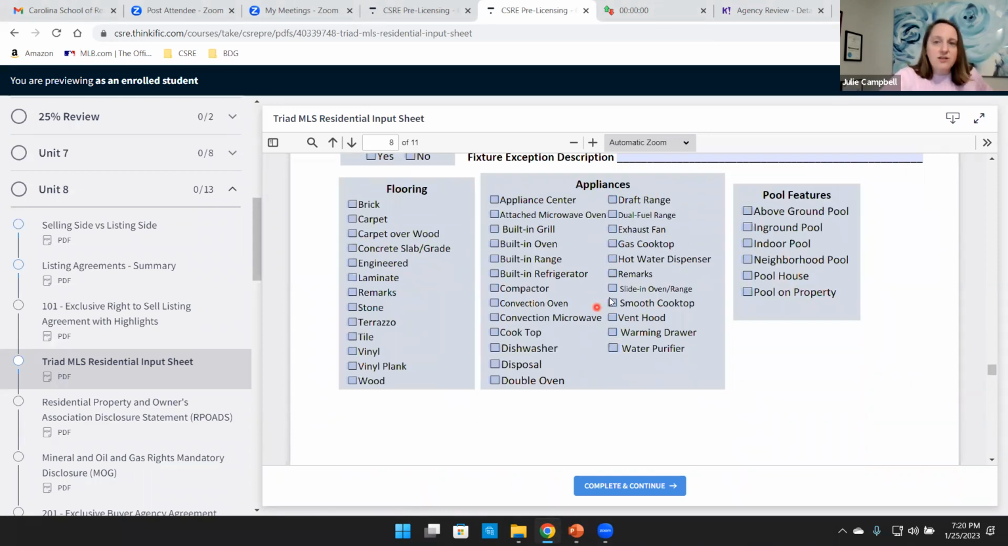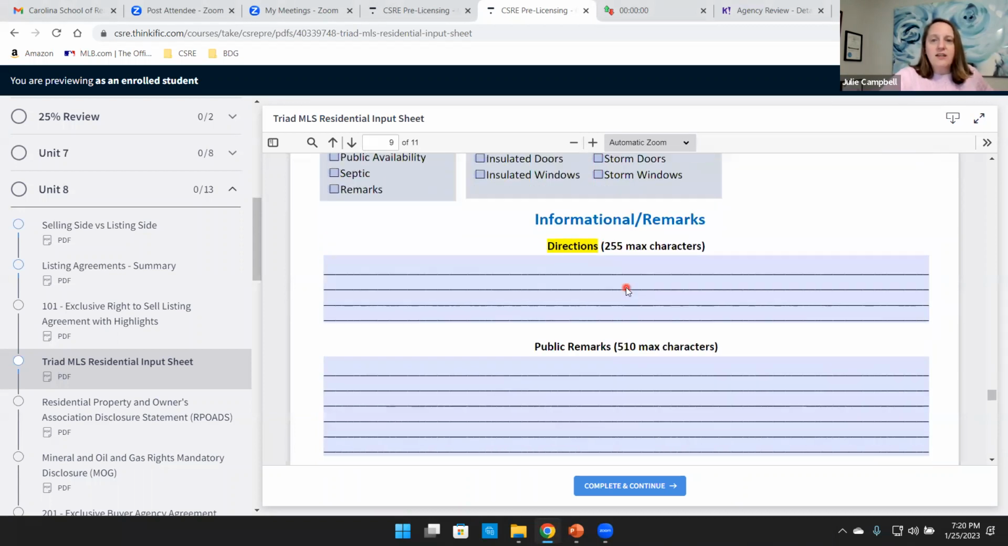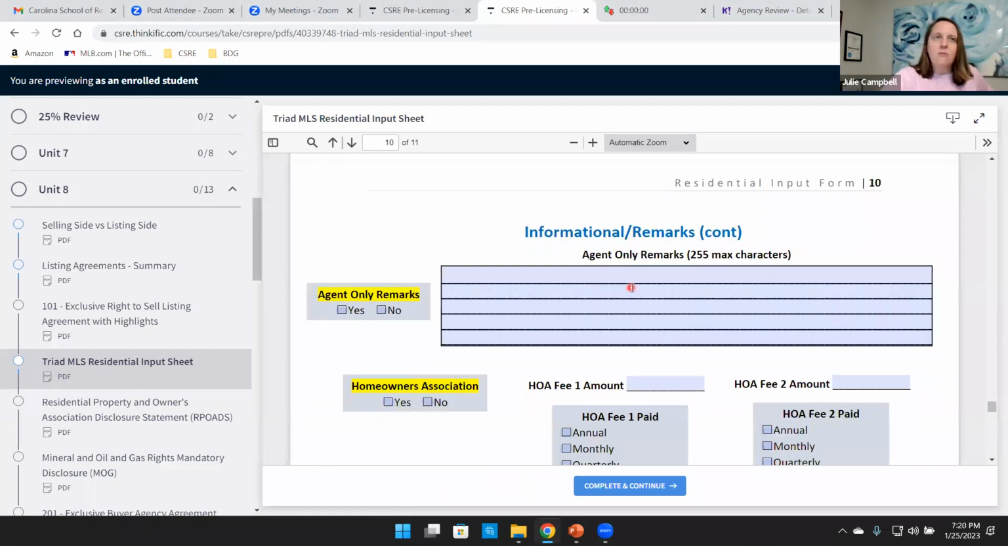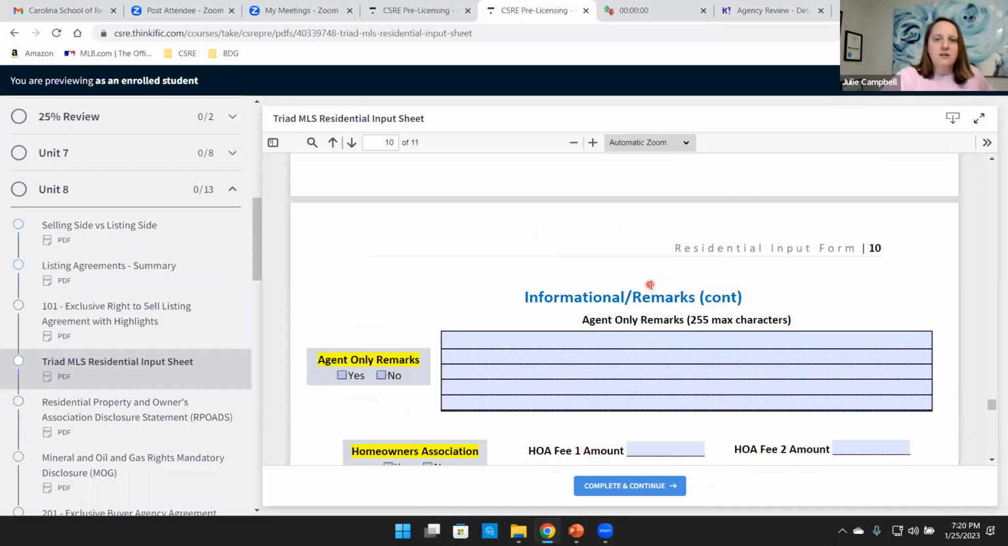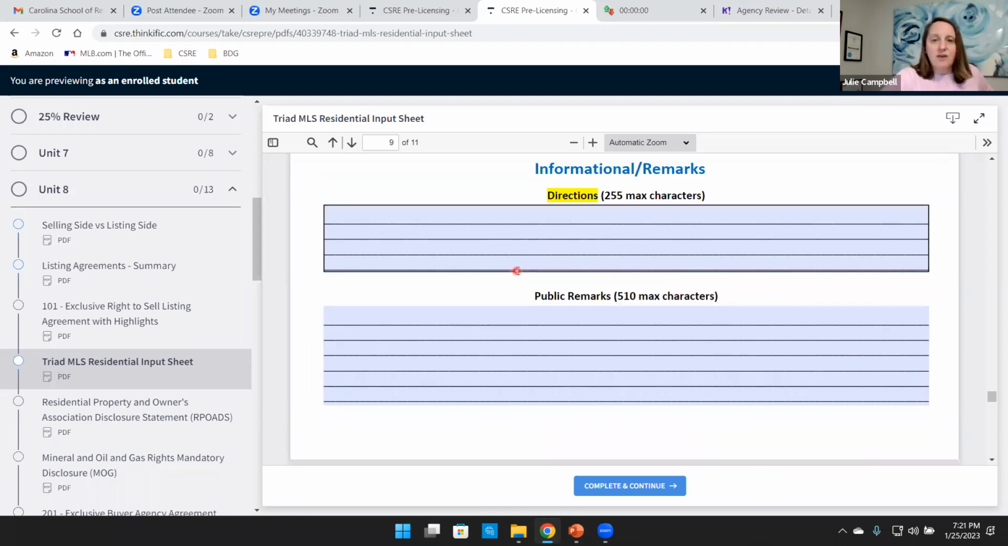Flooring, what appliances are going to stay, the heating, everything in yellow, directions. How do we get there? Don't put "use GPS." Y'all know not everybody uses GPS, right? That's a pet peeve of mine. Not everybody has GPS. Not everybody uses it. So when you say GPS, you've limited that pool of buyers. All right, pet peeve over.